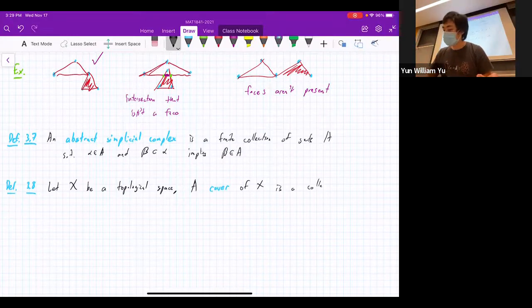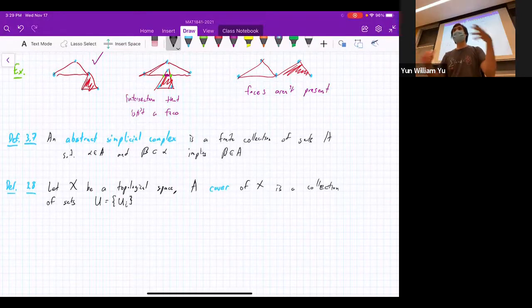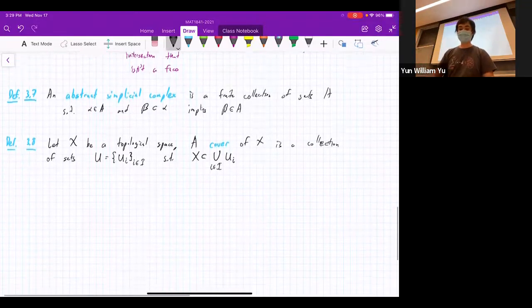So a cover of X is a collection of sets U. I apologize for the overloaded notation. U_i is one of the sets in our cover U, for i in some index set. This index set doesn't necessarily have to be finite. It doesn't necessarily have to be even countable. But we're going to use this notation such that X is contained in the union of all these U's. In retrospect, using U for this letter is not so great because it conflicts with the union symbol, which almost looks the same. Please let me know if I get that wrong or if it's confusing at any point.